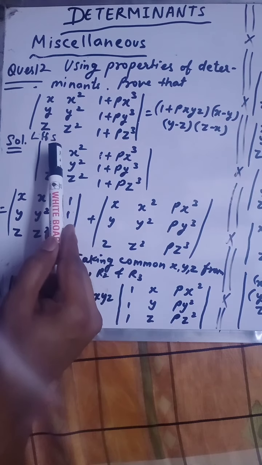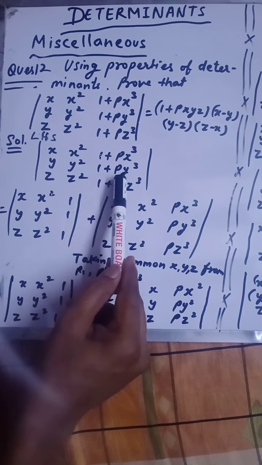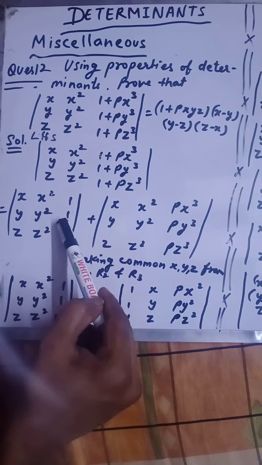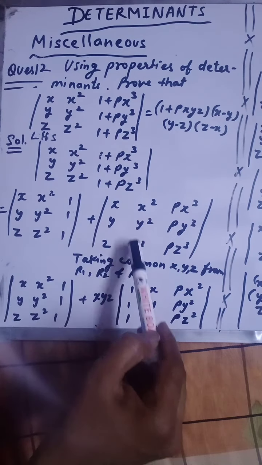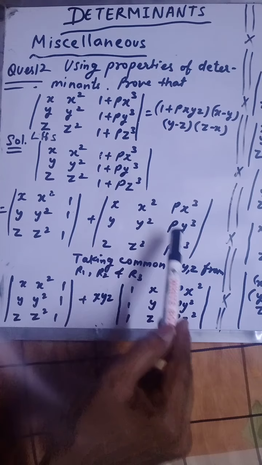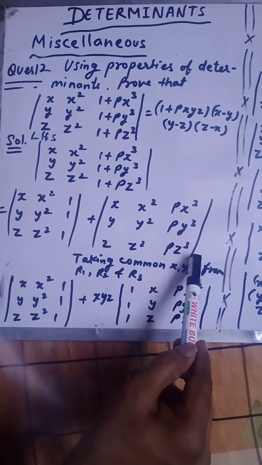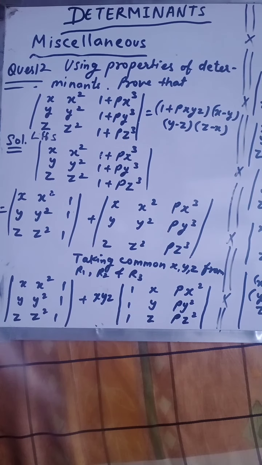So what I'm doing here, I'm writing the first column as it is, second column as it is, and then the third column you have to write 1 1 1 only, plus x y z, x square y square z square, like this. And then at last you have to write these elements in the third column, that is px cube, py cube, pz cube, like this.